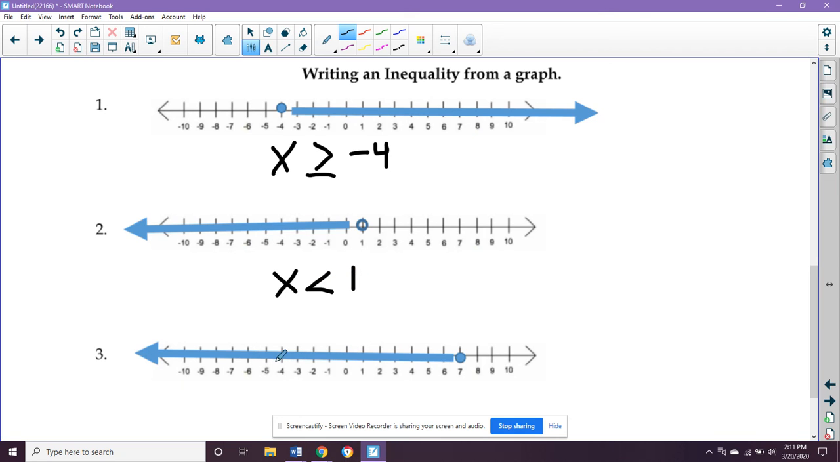Our last one, start with the skeleton, X and 7. Look at our line, it's pointing to the left. And then our dot or point, it's colored in, so it's an equal to. So X is less than or equal to 7. So that is it for our introduction to inequalities today.